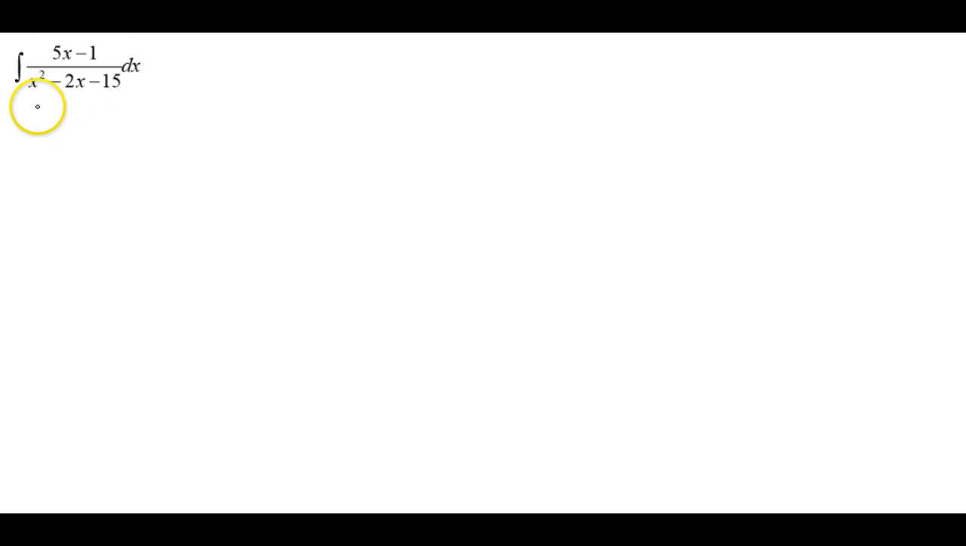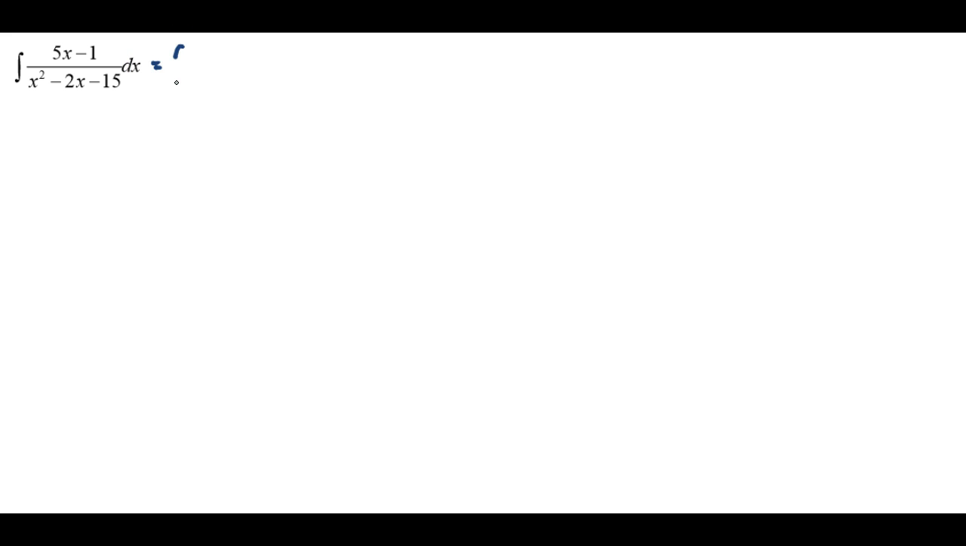Alright, let's look at this next example. I have the integral of (5x - 1) divided by (x² - 2x - 15). So again, we would try to use u substitution, letting u be the denominator. Then the derivative would be 2x - 2. But notice the numerator is 5x - 1, so u substitution doesn't work. So I have to use partial fraction decomposition.